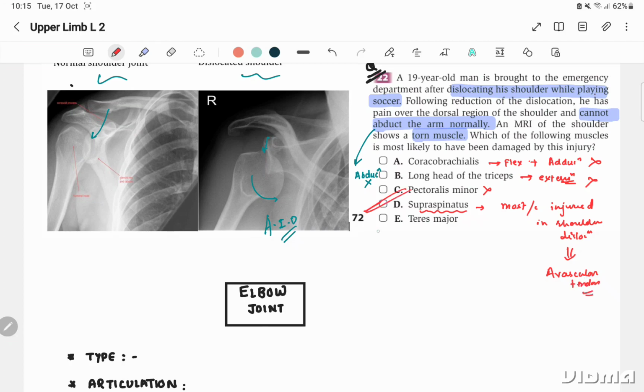So this might be the answer. And teres major does adduction and medial rotation. So this would not be the answer. So option D is our answer.